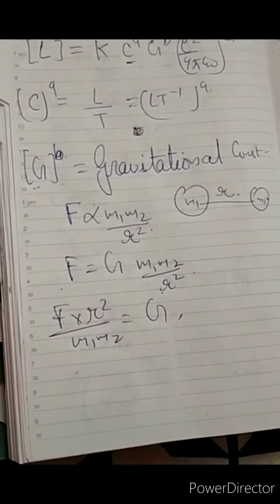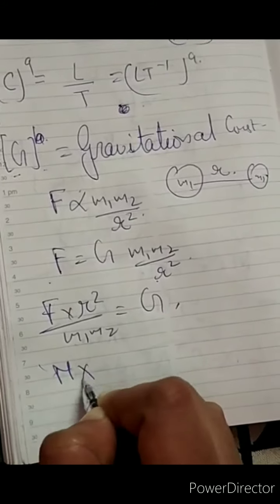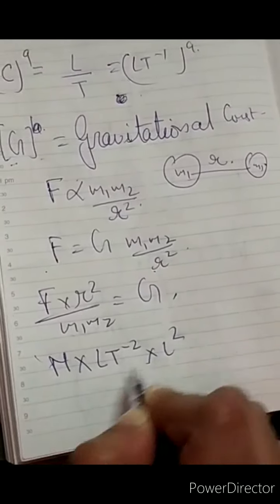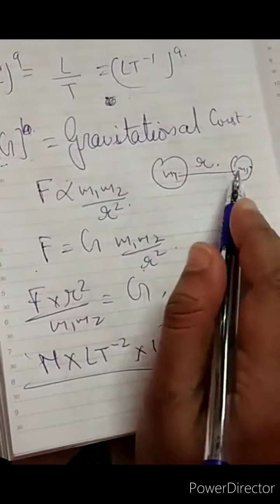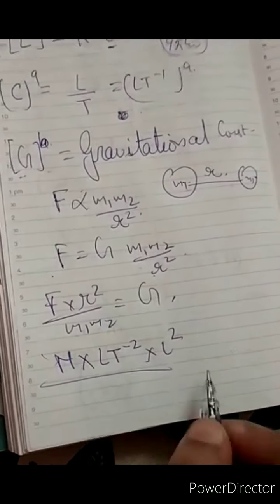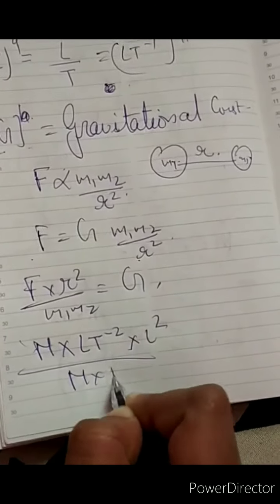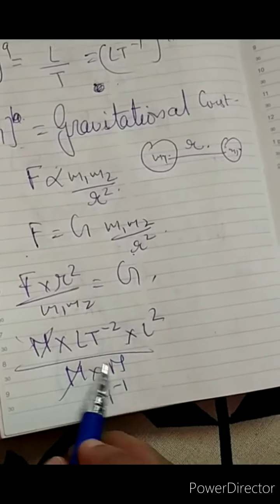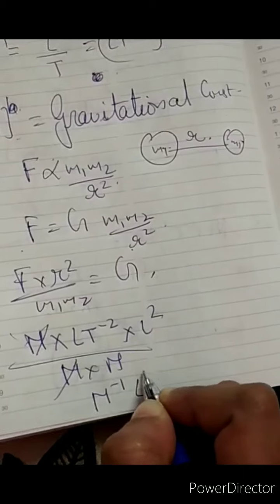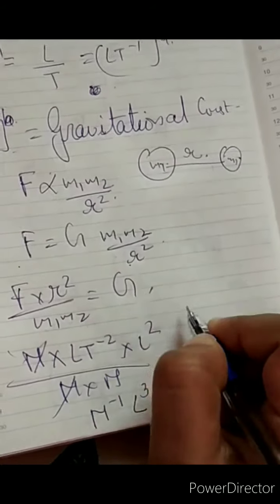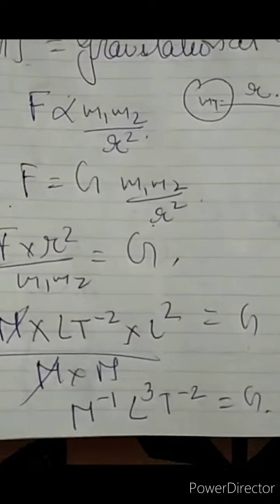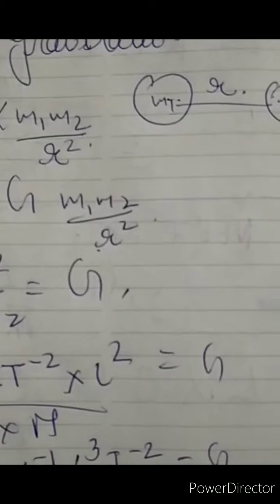Correct. What is F? F is force. Force can be written as mass into acceleration, so mass into L T minus 2, correct? And this is L square, since R is the distance, it will be in terms of length, right? m1 is mass and this is again mass. Can I just cancel it out? So I am left with M to the power minus 1, L cube T minus 2, which equals G. Fine, so I get the MLT value of G.